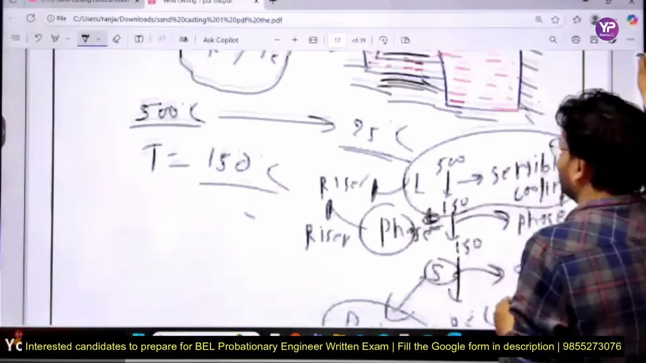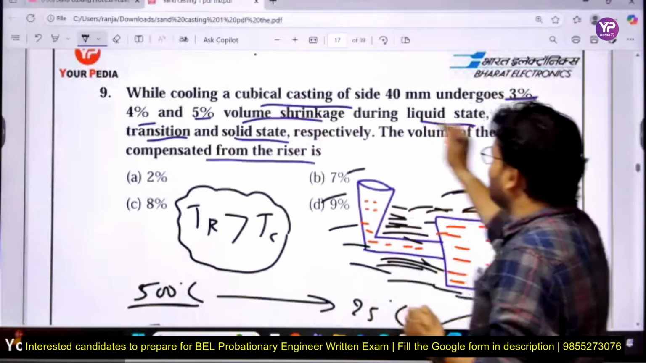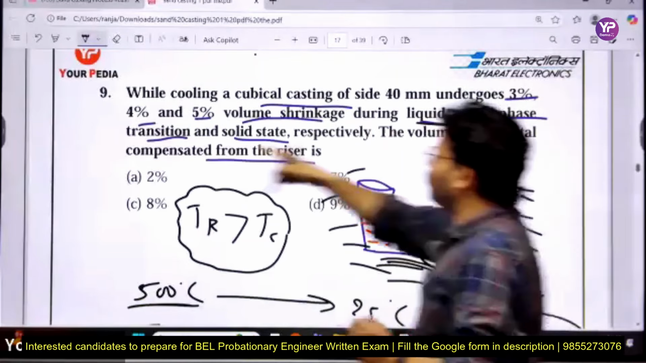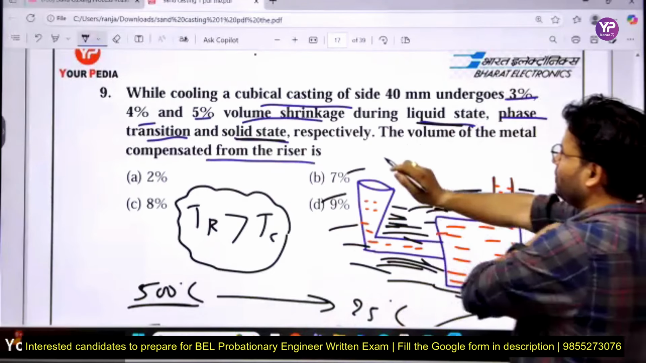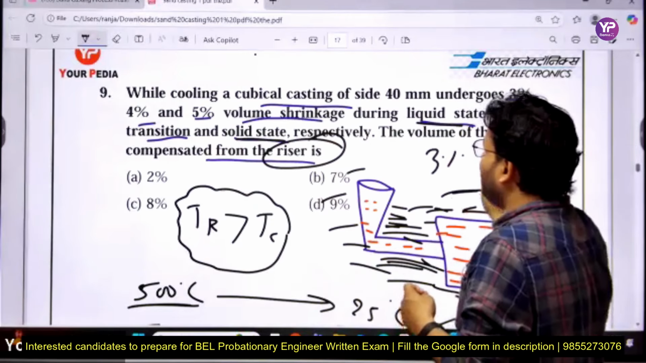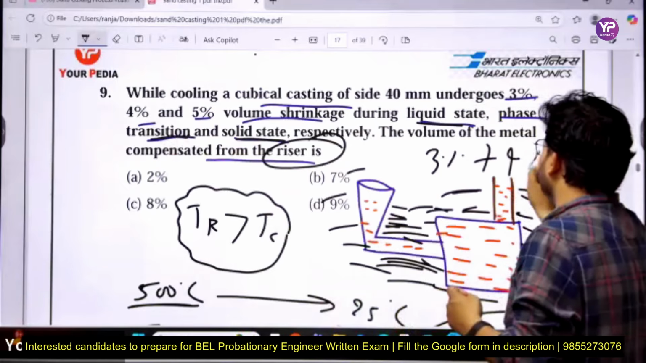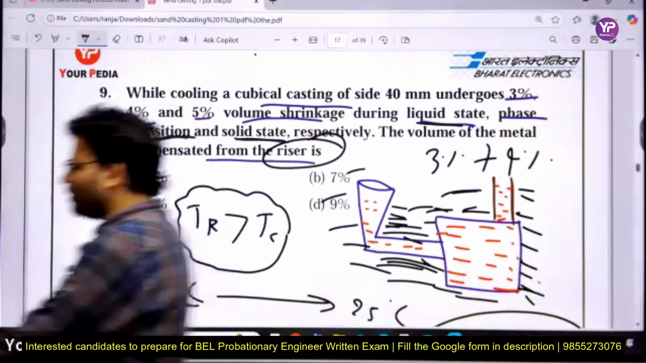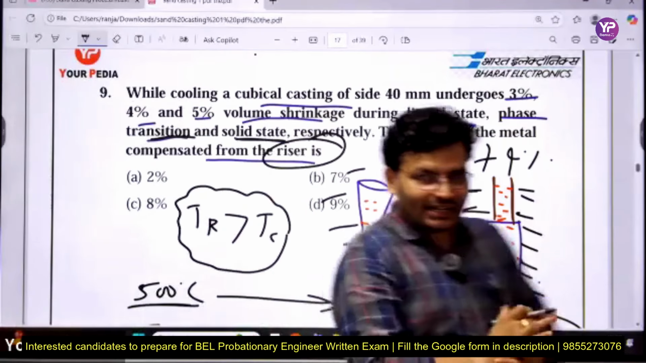So now my dear friends, answer that question. Yeah, 3% volume shrinkage during the liquid state, phase transition is 4%, and solid state is 5%. So what is compensated from the riser? The riser will compensate the liquid state 3% plus 4% of the phase transition, so 3 plus 4 is 7%. Clear to everyone? For solid shrinkage, you have to design the pattern itself larger.